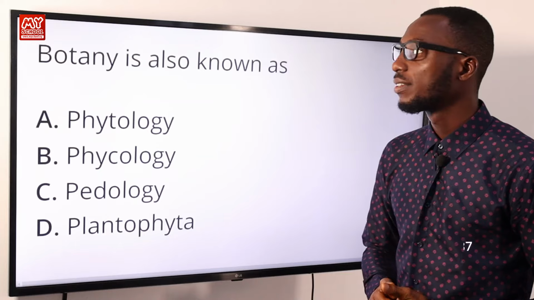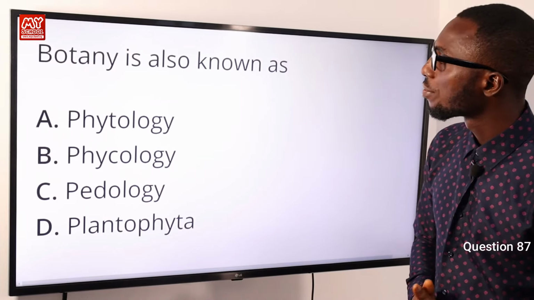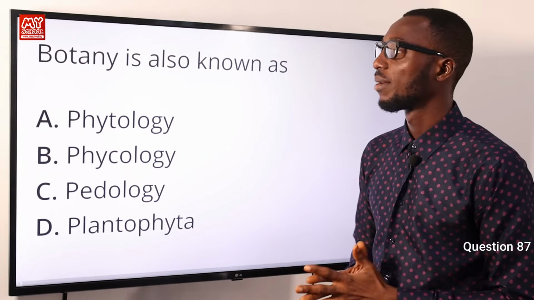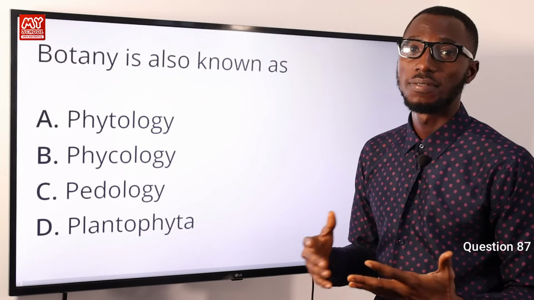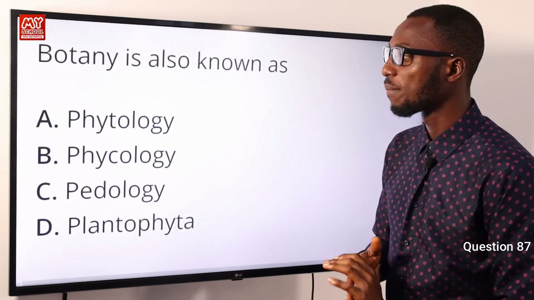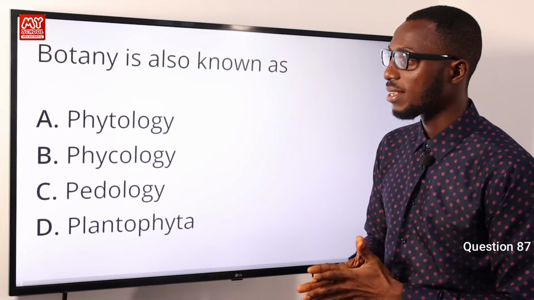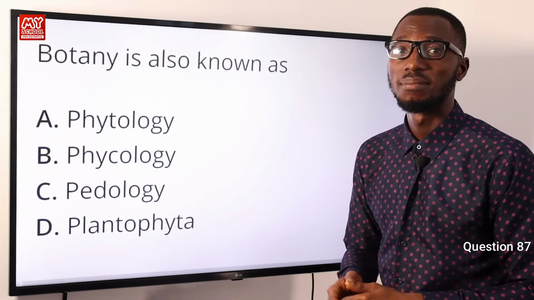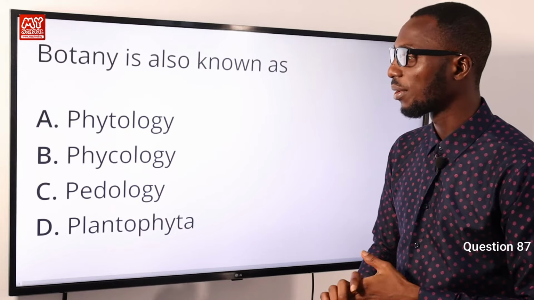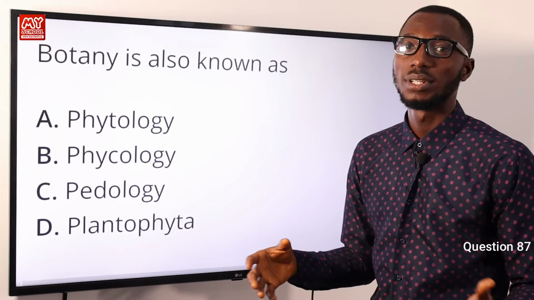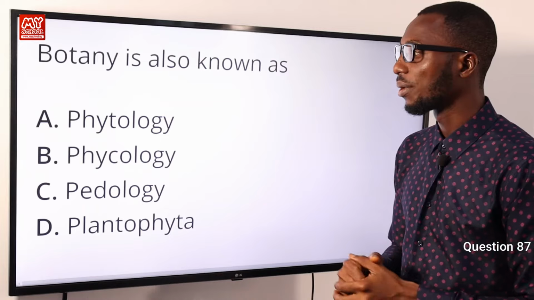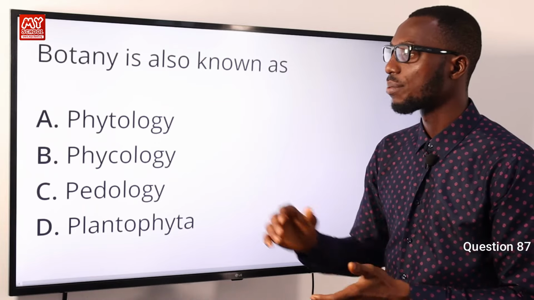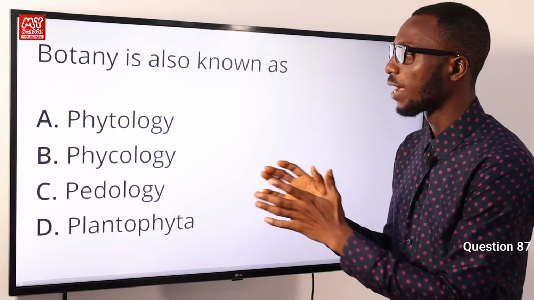Here we have 87. Botany is also known as what? Botany is the branch of biology that deals with the study of plants. So that is phytology. Pedology is just studying about soil. Phycology is the study of seaweeds and algae. So the correct option here is option A, phytology.